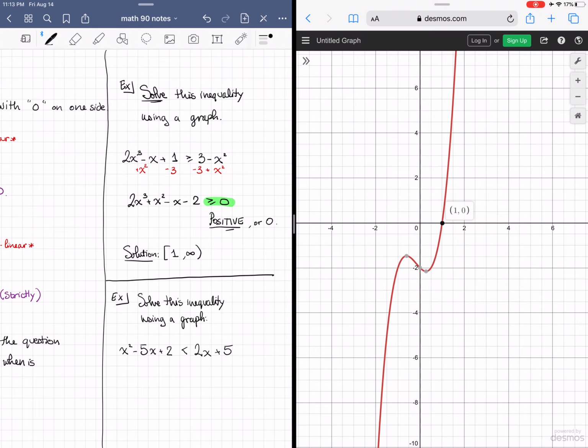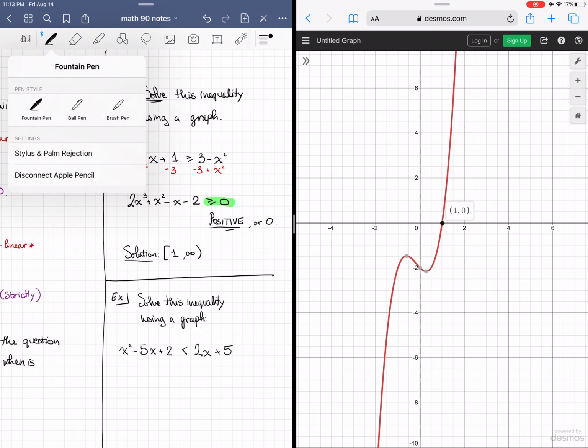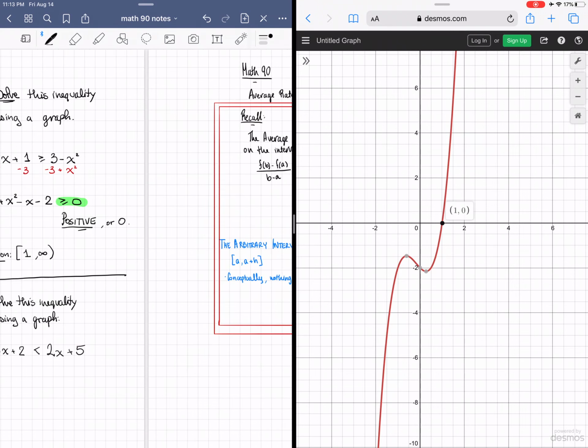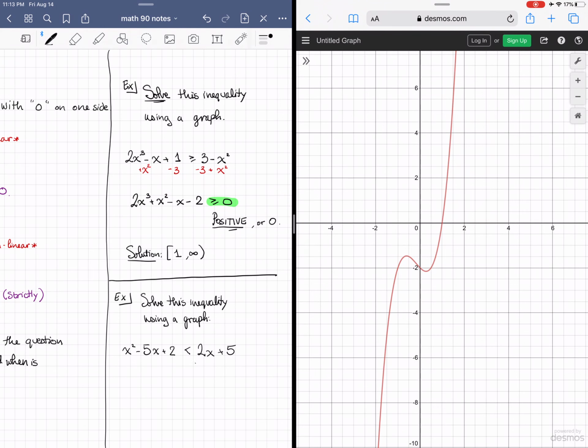I'm going to go ahead and move everything over here. So, I guess I can't choose colors, so I'm just going to use black. I'm going to subtract 2x and I'm going to subtract 5 from both sides. Okay, so that gives me x squared minus 7x minus 3, and I want that to be less than 0. And again, I'm just going to point out here, less than 0. That's asking us where is this expression going to be negative.